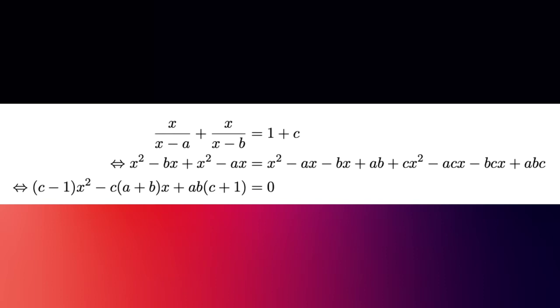The equal signs are still aligned, and now I can group the x squareds, the x's and the numbers and coefficients. And so here we go: (c minus 1)x squared minus c(a plus b)x plus ab(c plus 1) equals 0. Now I have a b, and I can square that. I've got a 4, I've got an a, and I've got a c. I am now in a position to find how many real solutions this can have.